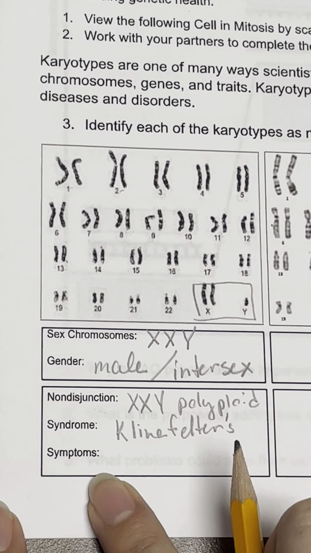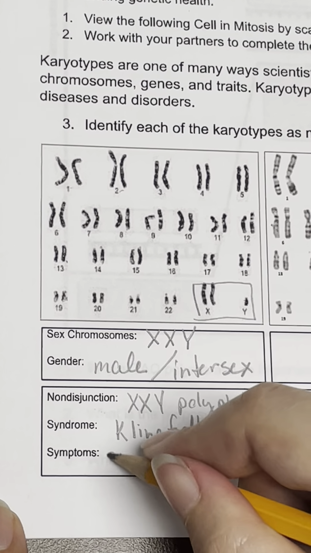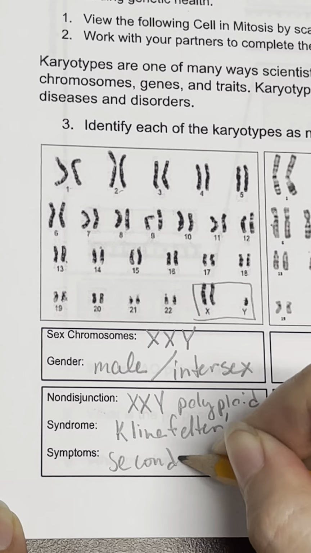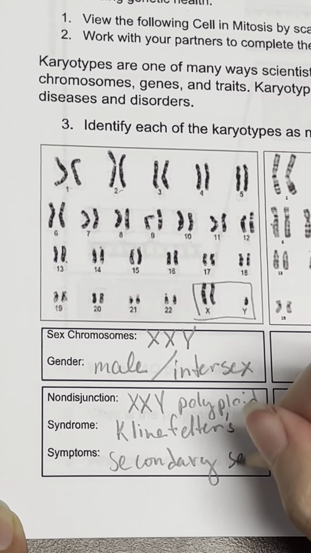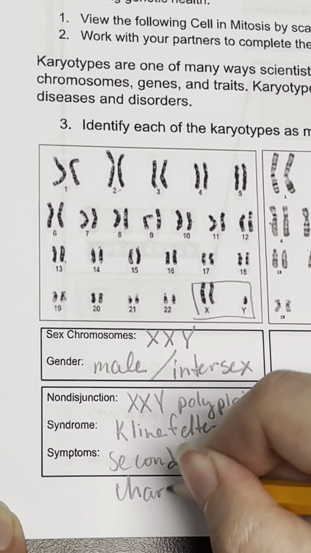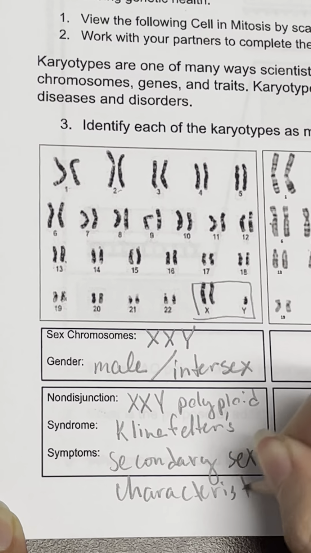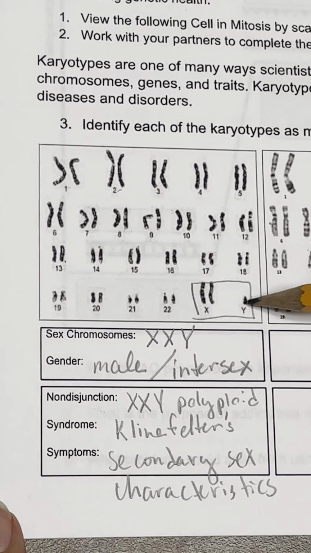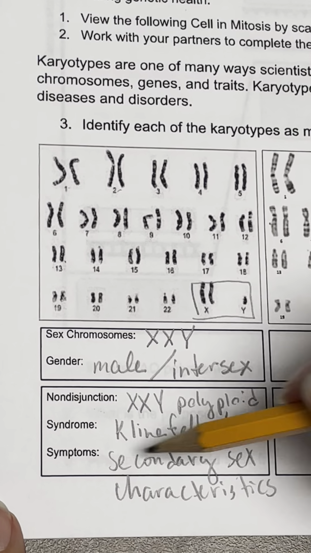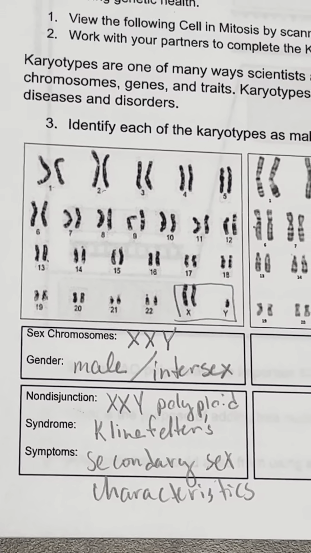So most of the symptoms will arise at puberty, where they will get secondary sex characteristics, such as a male presenting will develop breasts upon puberty. Let's look at the second one.